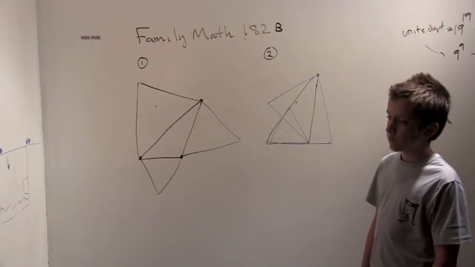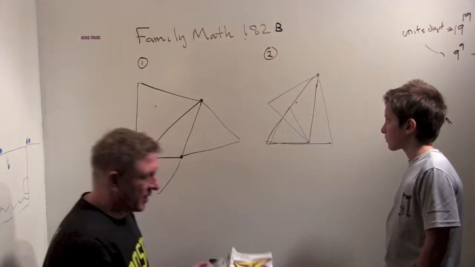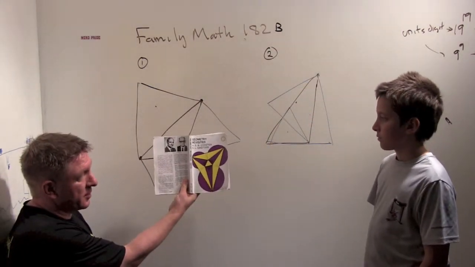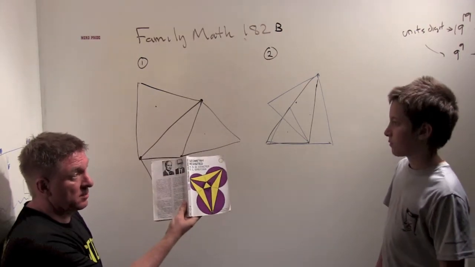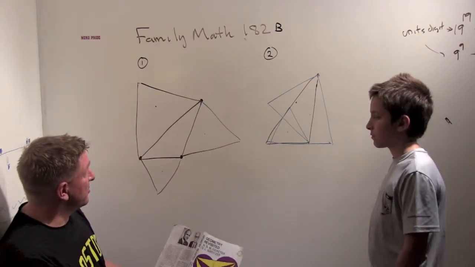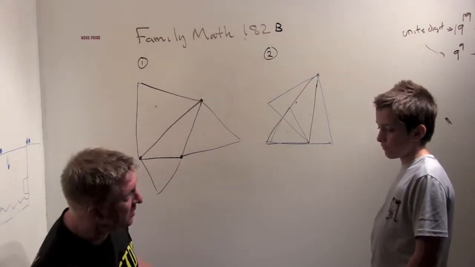Okay, so we're back for FamilyMath182b, and this is a theorem. These two theorems I learned about in Coxeter-Greitzer's Geometry Revisited, which is just an absolutely amazing book of geometry. So these are the first two really advanced theorems in geometry that you've ever seen.